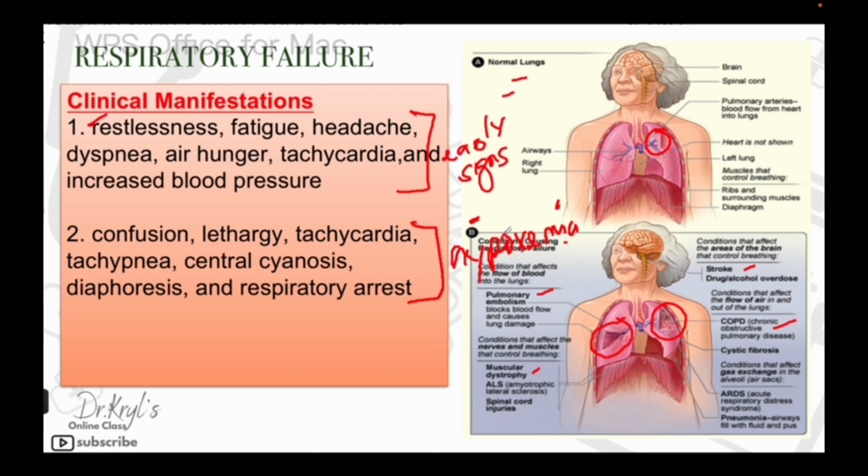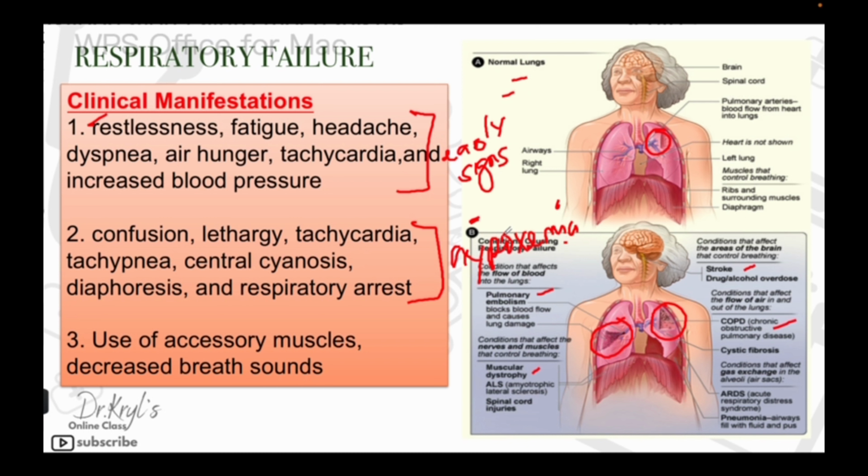So, ayun. Physical findings are those of acute respiratory distress that includes use of accessory muscles and decreased breath sounds if the patient cannot adequately ventilate, di ba? And other findings related specifically to the underlying disease process and cause of acute respiratory failure. So, yan.